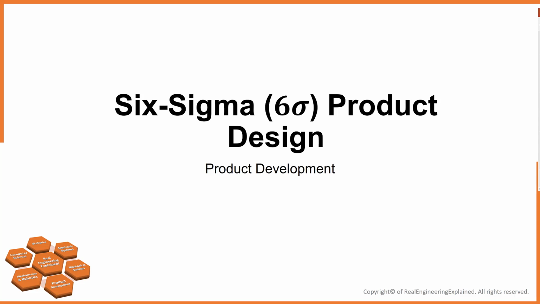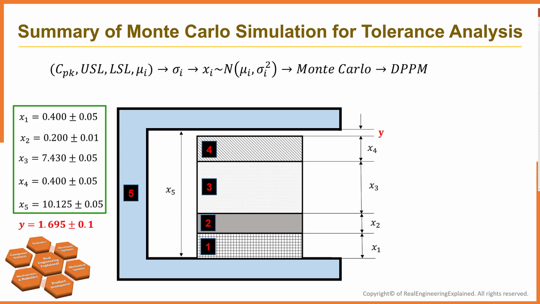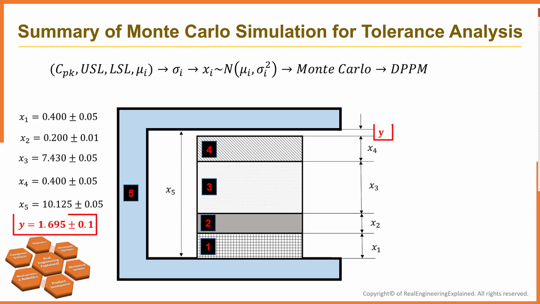Today I will be talking about Six Sigma product design. In complex assemblies, where there are many interacting components and dimensions, we need to prevent the tolerance stack-up problem. Here, 5 parts are assembled with these dimensions and tolerances. The final assembly target is this gap, called Y, with dimension 1.695 plus minus 0.1 millimeter.